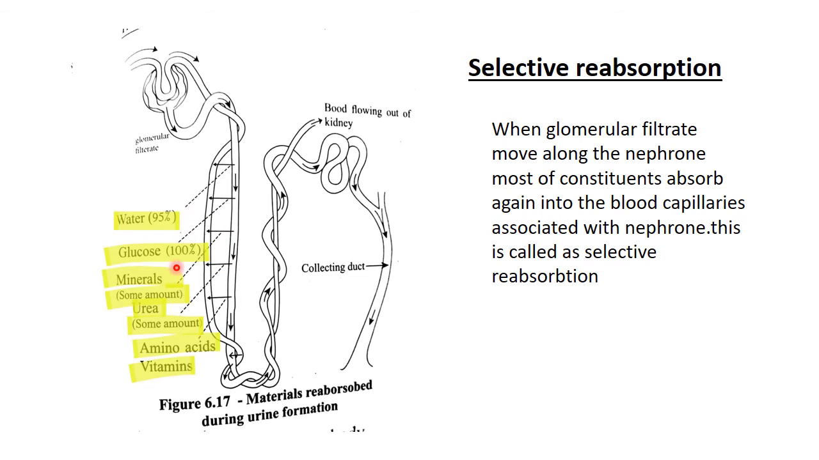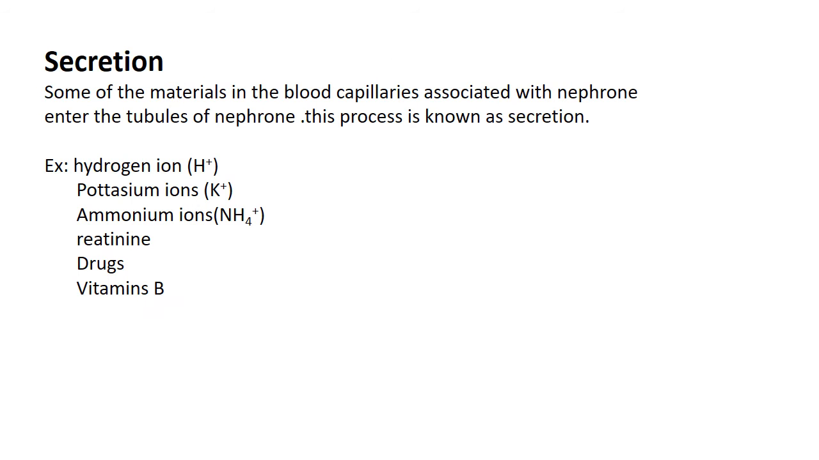So we should remember, in a healthy adult 100% of glucose should be reabsorbed. So the third process of urine formation is known as secretion. Secretion normally happens in the distal convoluted tubule. Some of the materials in blood capillaries associated with the nephron enter the tubules of the nephron again. This process is known as secretion.